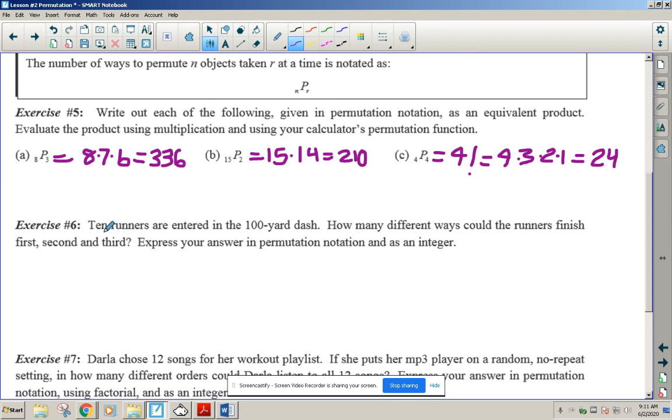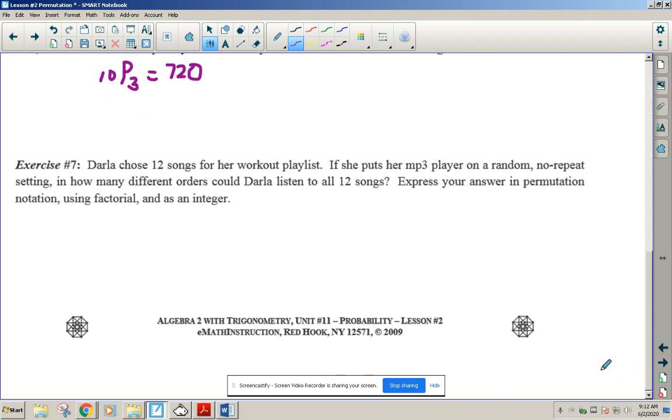10 runners entered a 100-yard dash. How many different ways could runners finish first, second, and third? Now, order matters here. If you win first place, you don't want the third place medal. So 10 people entered this race, and 3 win, and it's 10P3, 10 pick 3, because order mattered, and you type this in on your calculator and you get 720. So this is actually a really nice little lesson. You have to just think through the problem. The calculator will do all the calculations, you got to think them through.